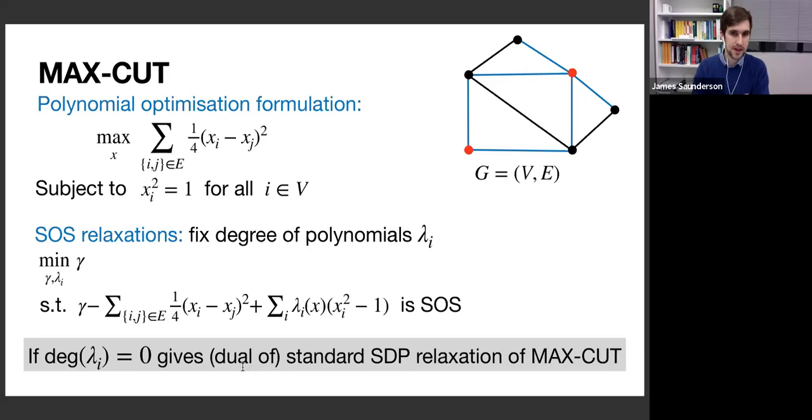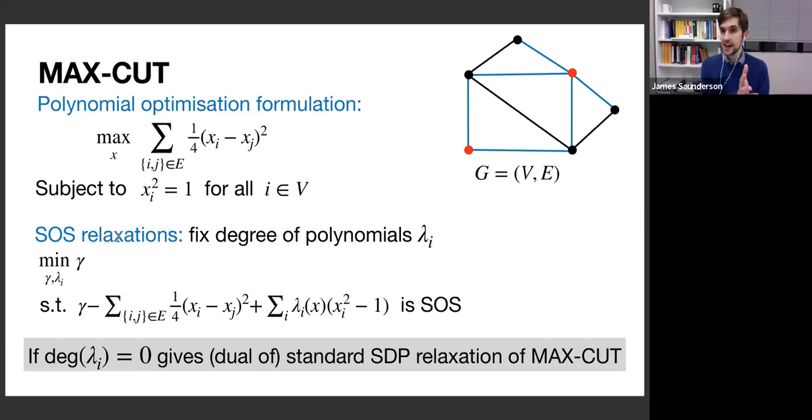Okay, so going back to MaxCut. MaxCut was this optimization problem where, given a graph, I'm trying to partition the vertices into two sets to maximize the number of edges that cross between those two sets of vertices. And we've already seen this polynomial optimization formulation as maximizing a certain quadratic form related to the Laplacian of the graph, subject to these constraints that just tell me that my variables are plus or minus one valued variables.